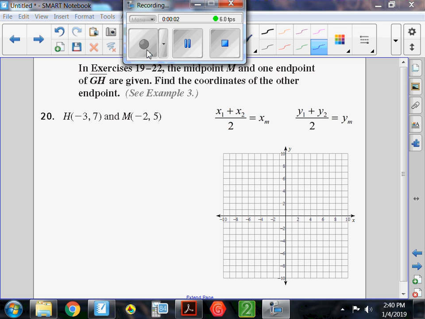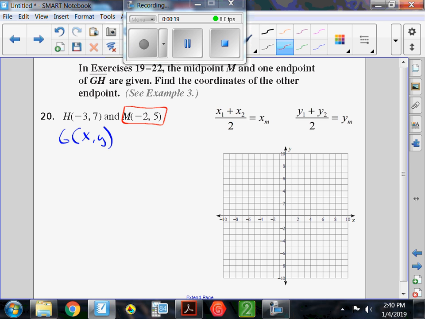Okay, this is Unit 7, Targets 1 and 2, number 20 from the homework assignment. We're going to find the coordinates of G, which is an endpoint. We don't know what those are yet, but we're given that M is a midpoint. So -2, 5 is my midpoint. All right, so H is at -3, 7.